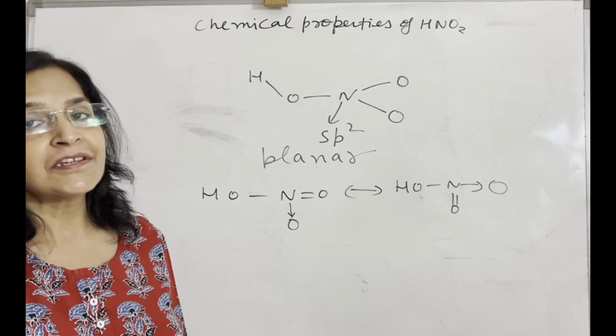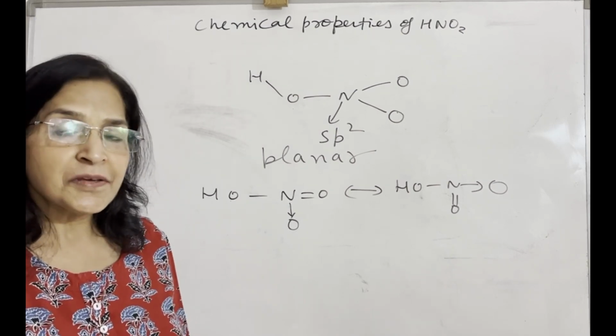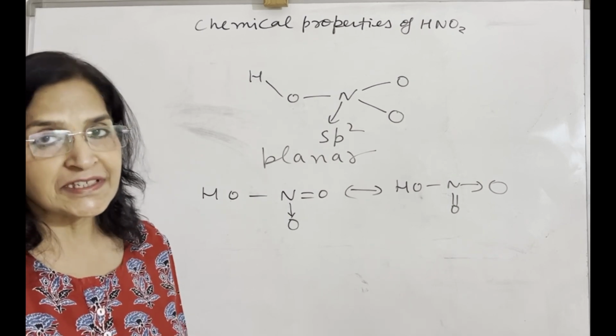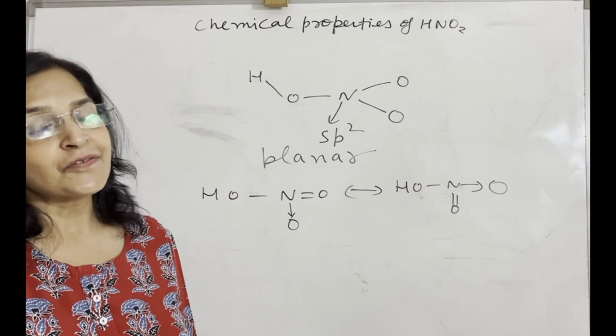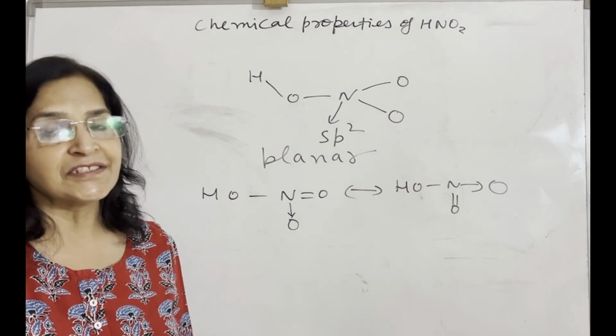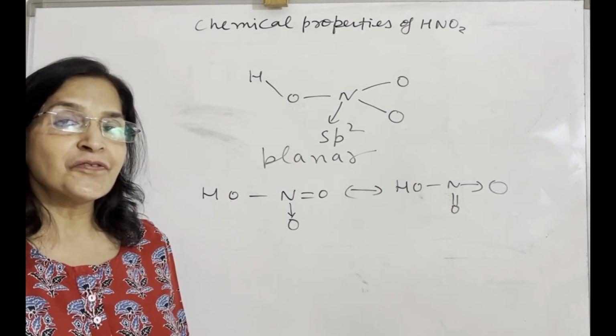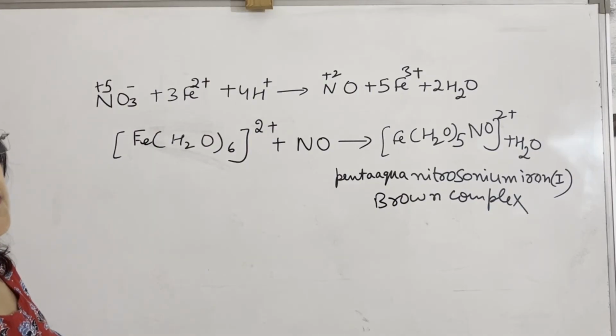The given salt is dissolved in water, then freshly prepared ferrous sulfate solution is added, and then concentrated sulfuric acid is added along the sides of the test tube. A brown ring is formed at the junction of two liquids. The composition of the brown ring is shown here; this reaction takes place in the ring test.